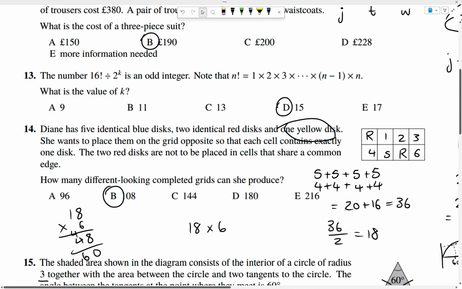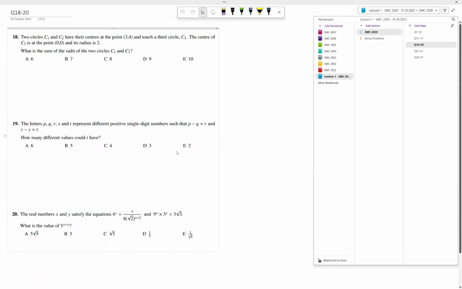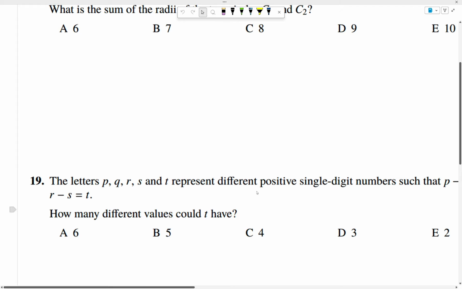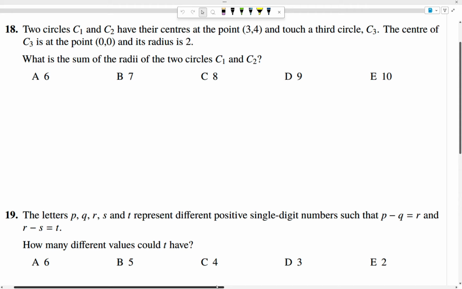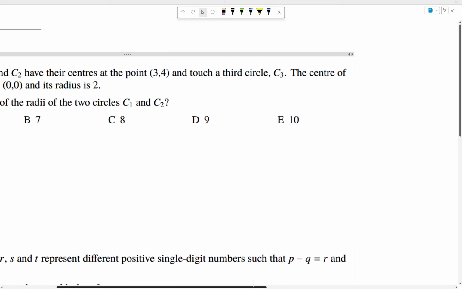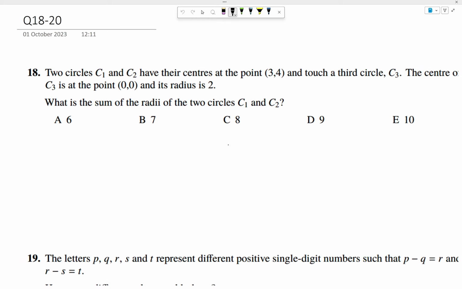Okay, so now the questions are going to be getting a bit more hard. Two circles have their centers at the point 3, 4, and they touch the third circle, C3. The center of the third circle is the origin, and its radius is 2. So the first thing I'm going to do when I see this is draw a diagram.